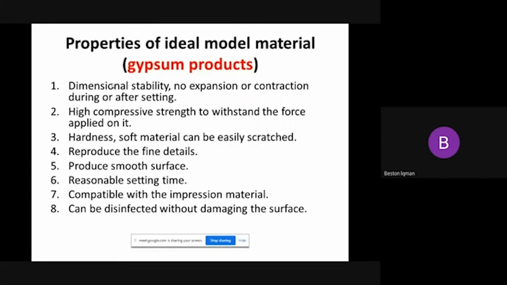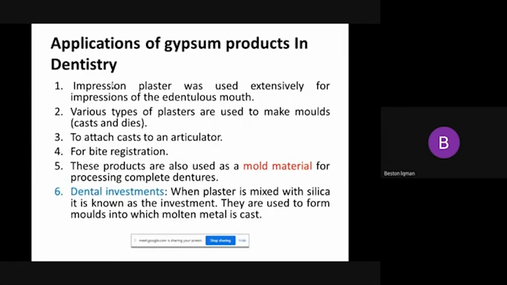While the application, the uses of gypsum in dentistry are for all of the purposes in dentistry: for impression, for pour, for cast, die, for attaching the cast to the articulator, for registration of the bite, for construction of the mold, for dental investment in the chrome cobalt construction.